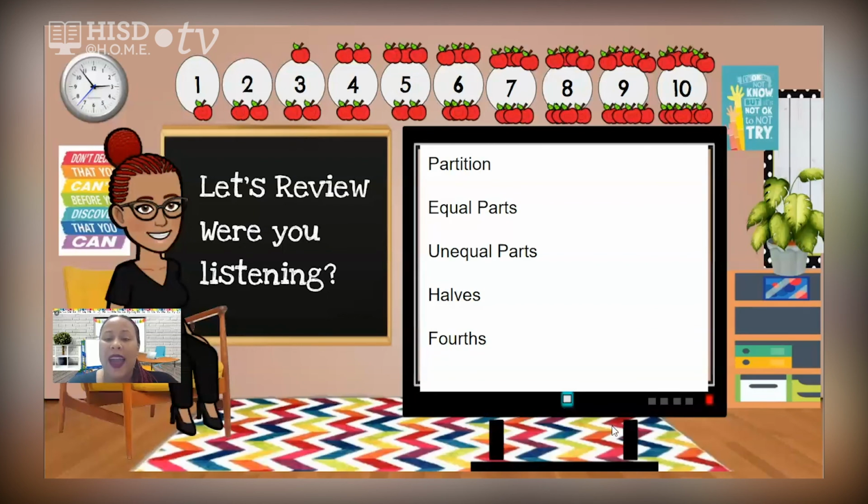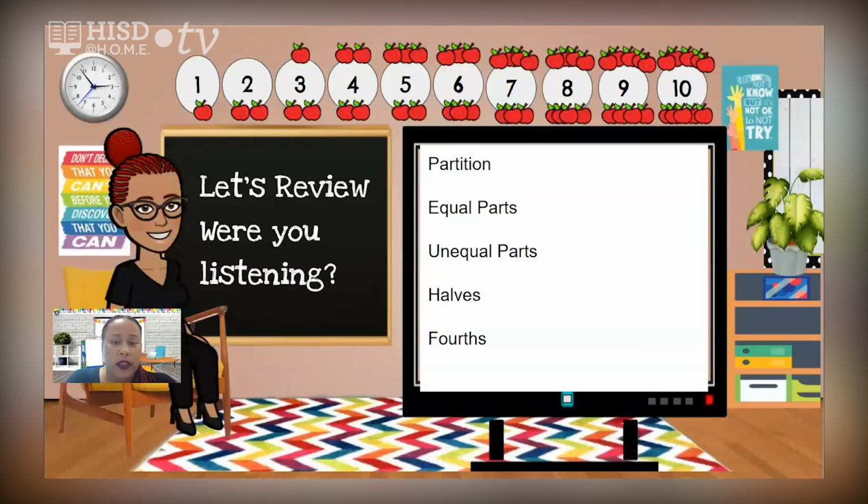We talked about halves. Halves means to take something and separate it into 2. And we talked about fourths. Fourths means to take something and partition it into 4 equal parts. Today, boys and girls, we learned about equal and unequal, fair shares and unfair shares.